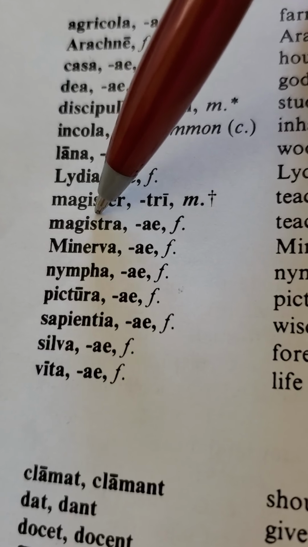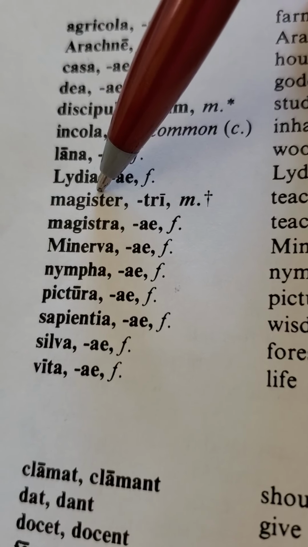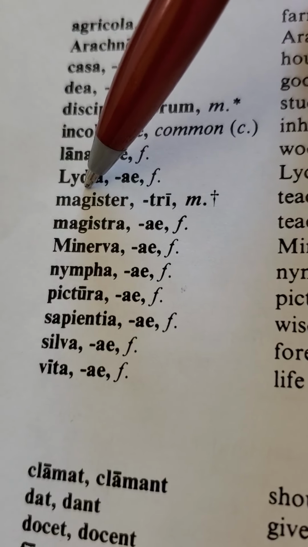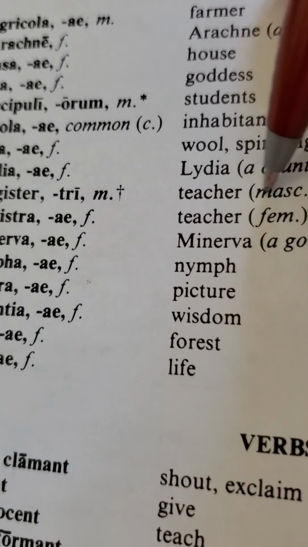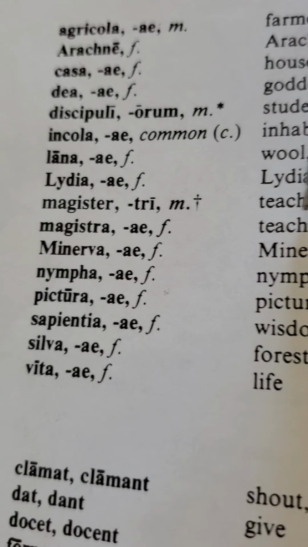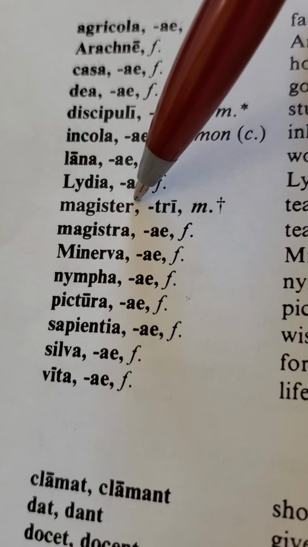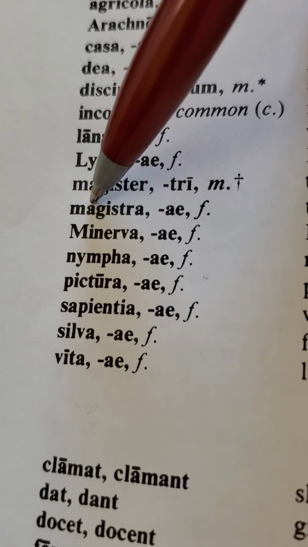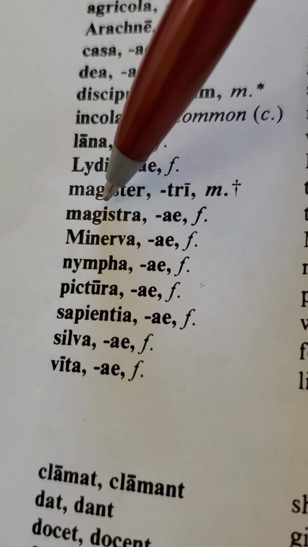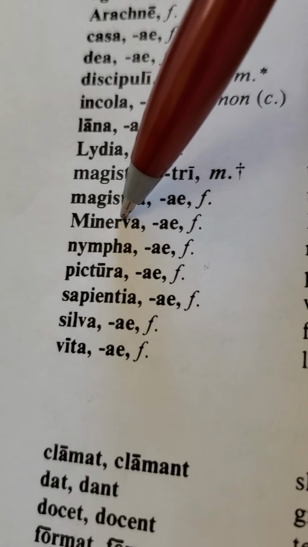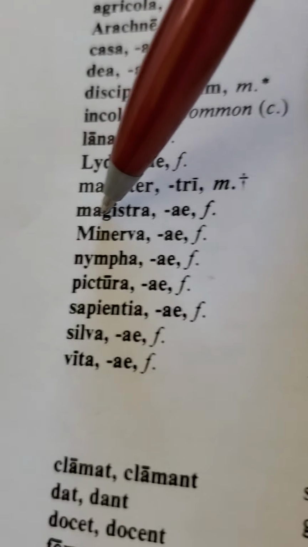Magister and magistra. So magister, that's where we get the word magistrate. That's where we get the word magisterium, like the Catholic Church has the magisterium. It's the teaching branch of something. Magister is the masculine form of teacher. Magistra is the feminine form. So I'm the magistra, the feminine teacher. Minerva, that's Athena. We just talked about her.